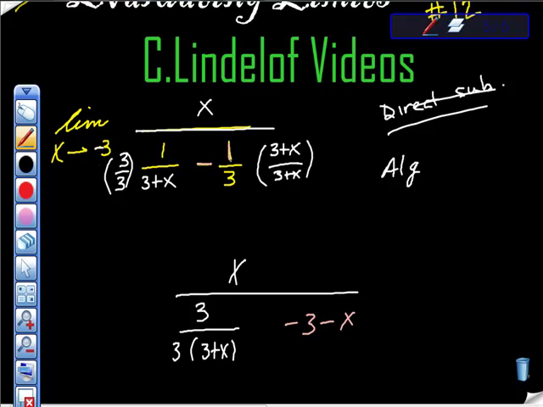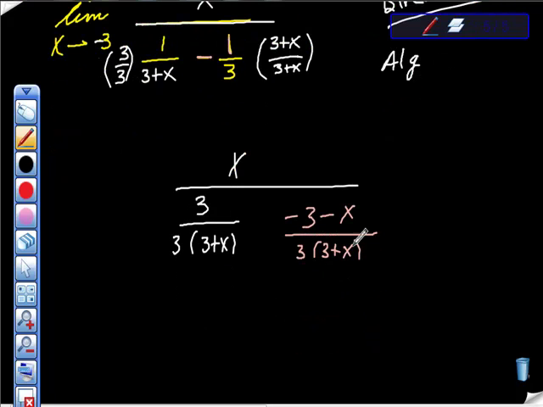I'm multiplying not just by 1, but by -1. So -1 times 3 is -3. -1 times x is -x. All over, look, 3 times 3 plus x is 3 times 3 plus x. Look at it for just a second, please. And hopefully you see now that we have common denominators, so we can add all this together.